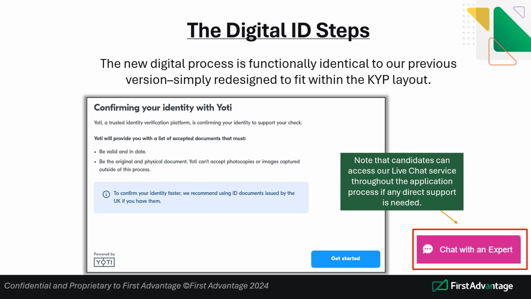The actual digital identity steps within the application form process will be identical to those seen under our previous system. This process will begin, of course, with a brief listing of requirements from our partners at Yoti, the registered digital identity provider we use for these applications. Additionally, do be aware that candidates will be able to access a live chat feature throughout their application form if any additional support is required.